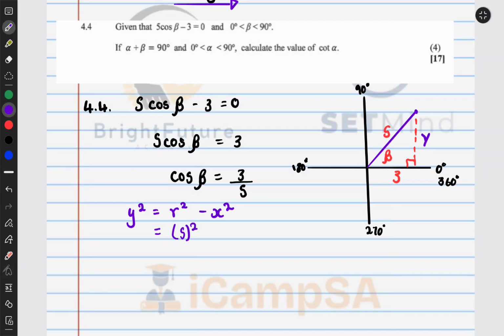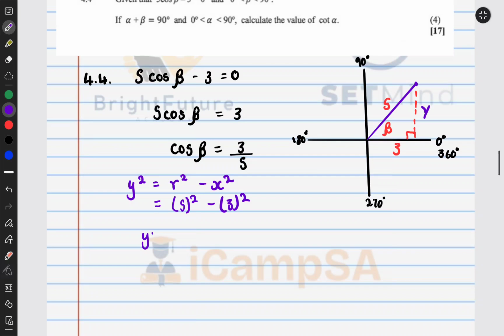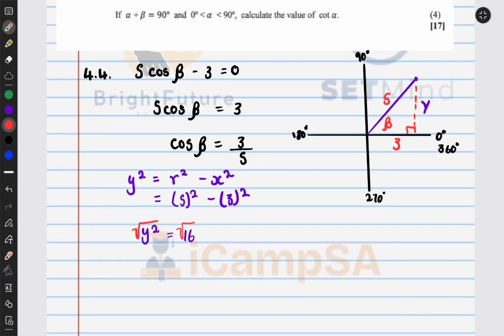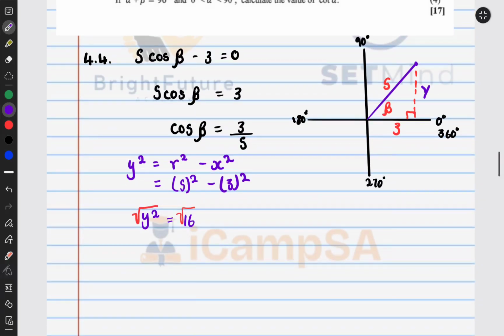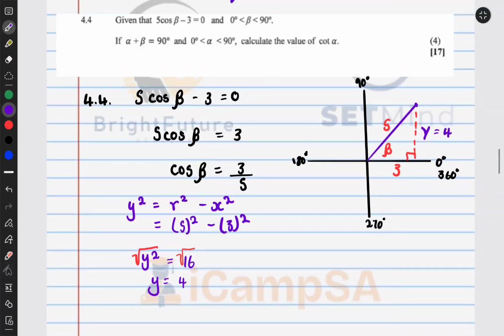What is r? R is 5 squared minus x, which is 3 squared. Therefore y squared is equal to 5 squared, which is 25, minus 3 squared, which is 9. That will be 16. We introduce a square root on both sides. Y is equal to 4. Okay, now we have the value of y.